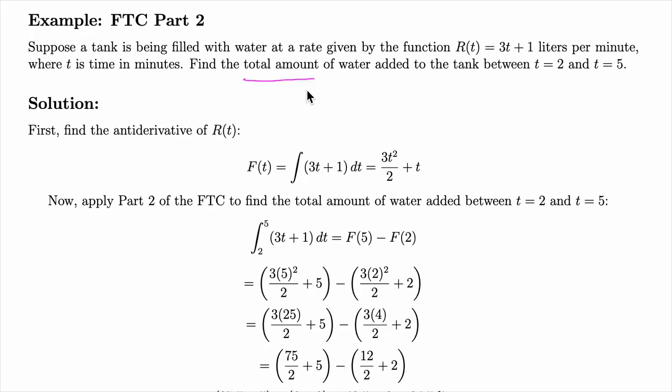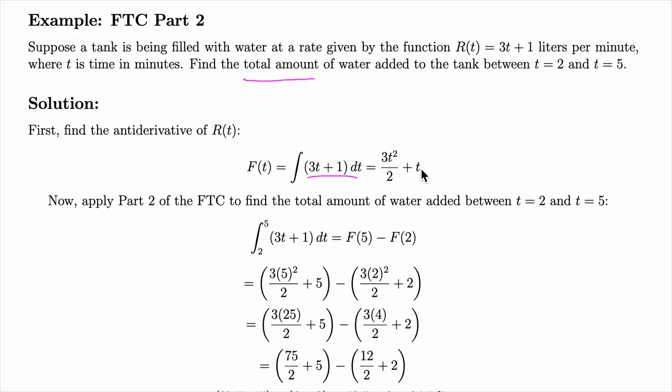So in order to solve this problem, the first thing we're going to do is take the antiderivative of r of t. So you can see here we let f of t equal the integral of r of t, which is just 3t plus 1 dt. And we go ahead and use our derivative rules to get the antiderivative. So there we used a combination of the constant and power rules in order to get this.